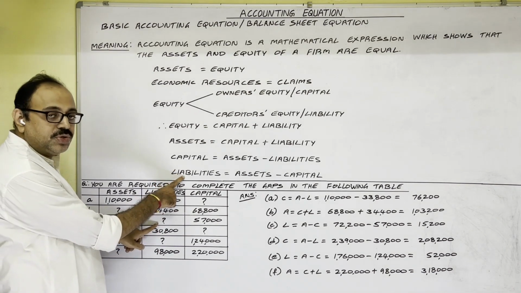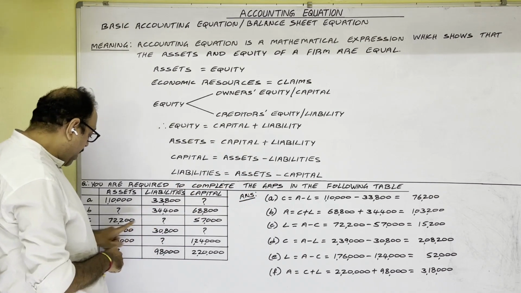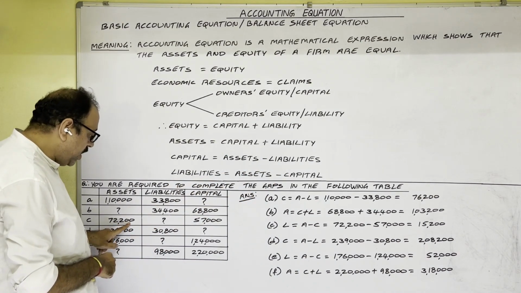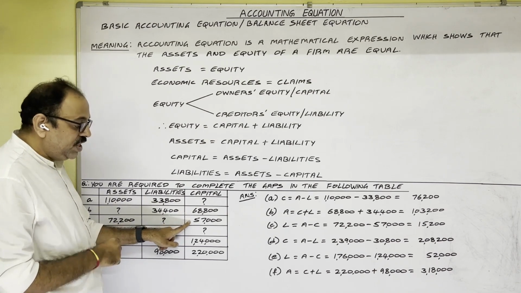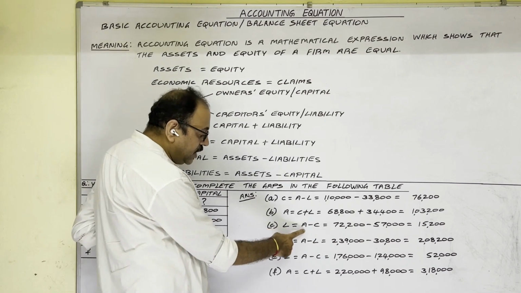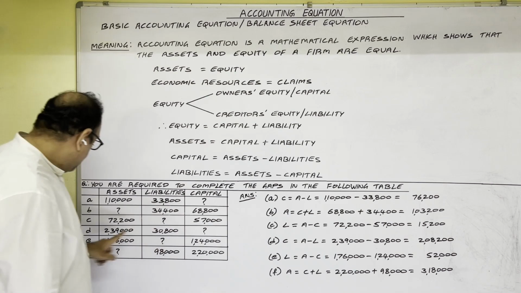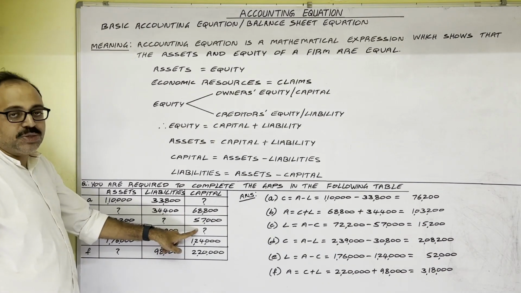Then C bit, liability is missing. So this equation we should use: liability is equal to assets minus capital. Asset 72,200 minus capital 57,000. In C bit, liability is equal to asset minus capital. Answer is 15,200.